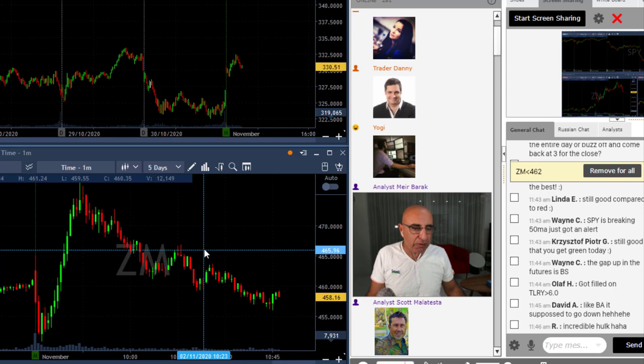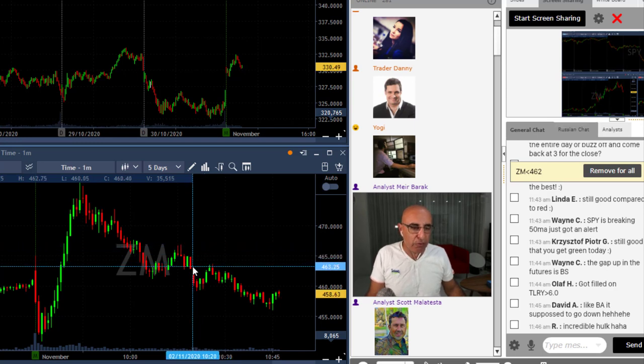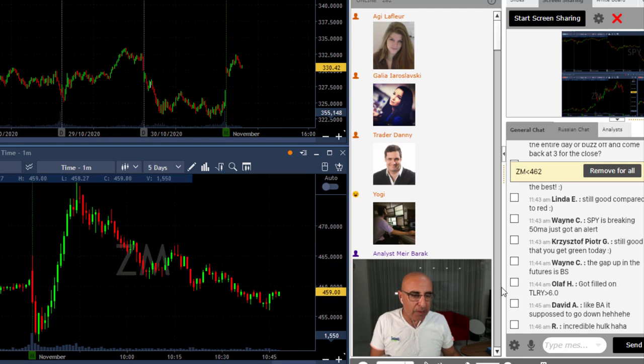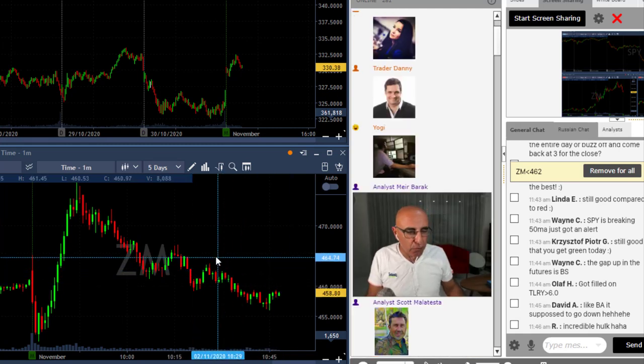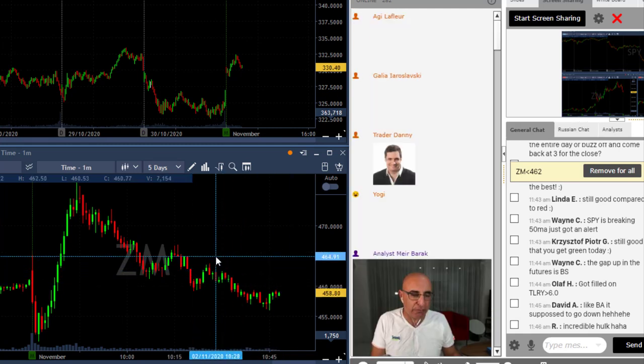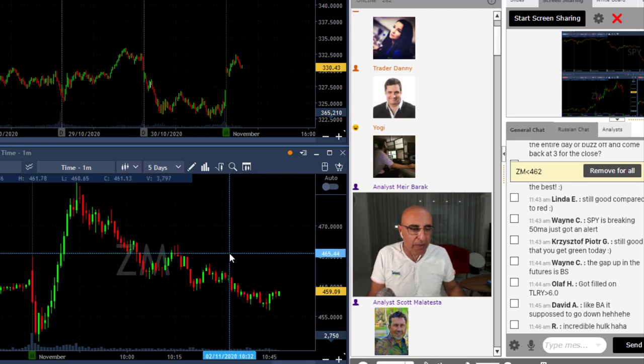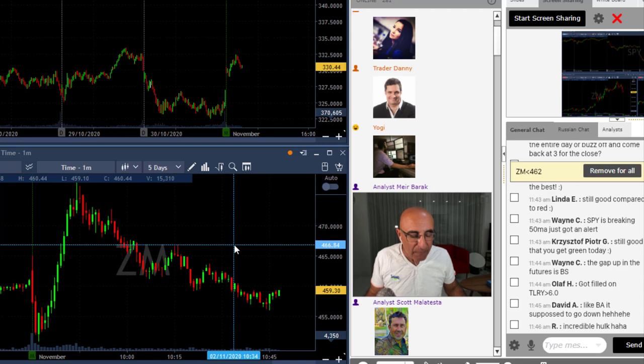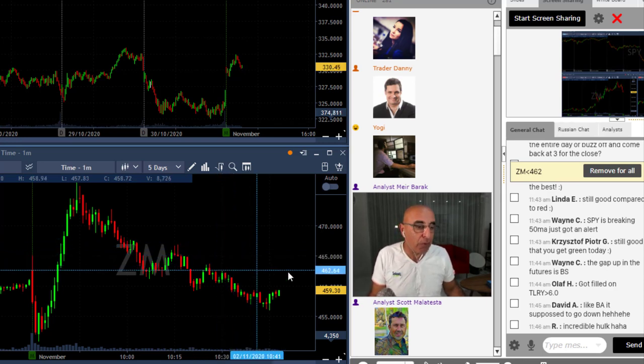You don't have to wait until 467. You just look at the entry point here at 462. It just came down, and you try to imagine what happens if it moves over 465. Well, if it does move over 465, then it is very, very likely to go over 467. So you don't have to have a stop loss at 467. 465 will do.